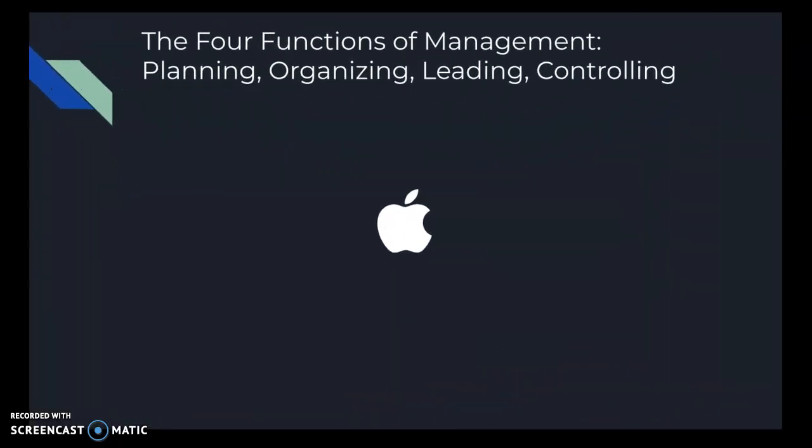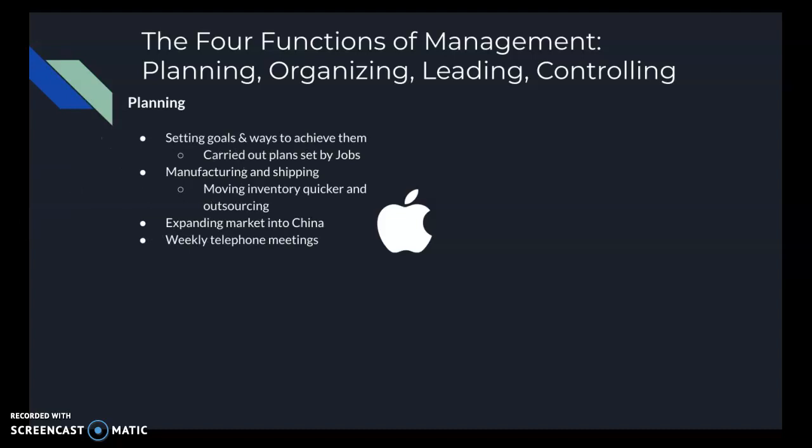All right, so the 4 functions of management are planning, organizing, leading, and controlling. And Tim Cook does a great job of doing all 4 of these. So for planning, it's setting goals and ways to achieve them. Previously he carried these out by the plans set by Jobs when he first joined the company, but now he is making his own plans, such as manufacturing and shipping.